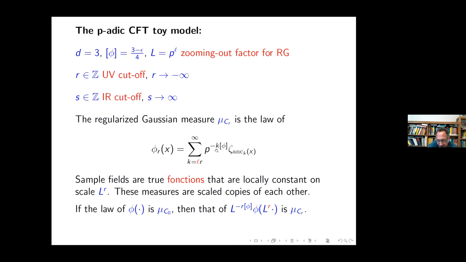When you do this, these are N(0,1) conditional variables that you collect along the path. So when you do this, the sample fields for this measure are honest functions from Q_P^d into R. And they are locally constant at the cutoff. I know exactly what the scale of local constancy is, it is P to the R. Moreover, all these measures are scaled copies of each other, in particular the one where the cutoff is at unit scale. So if you sample phi using this unit scale measure, you rescale exactly like this, you get the cutoff measure mu_R. Just notice that normally you would put a minus, but because of the funny way the rescaling by powers of P works, it's a plus.